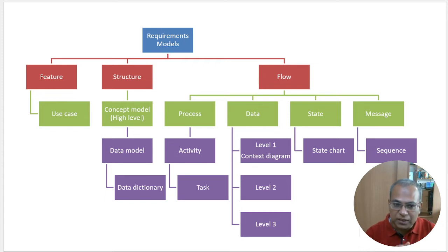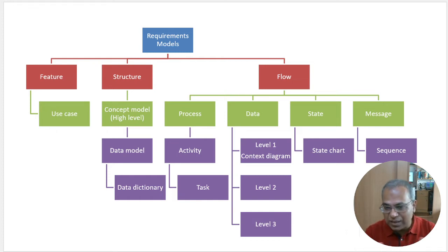And again, as we can see here, it is possible to have different sets of modeling techniques at a higher level, at a mid level, and at a low level. For example, for the structural model, I have talked of the concept model. Below the concept model, I have talked of the data model, and below that the data dictionary. Similarly, for process, we could have the lower level as activity model and task modeling. For data as well, we could have the context diagram.